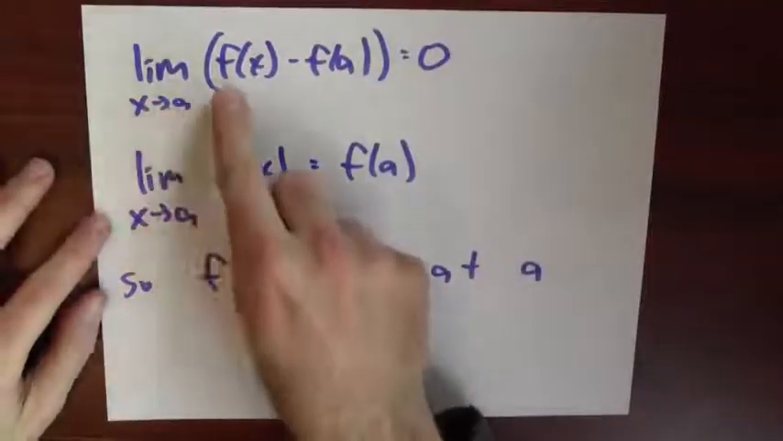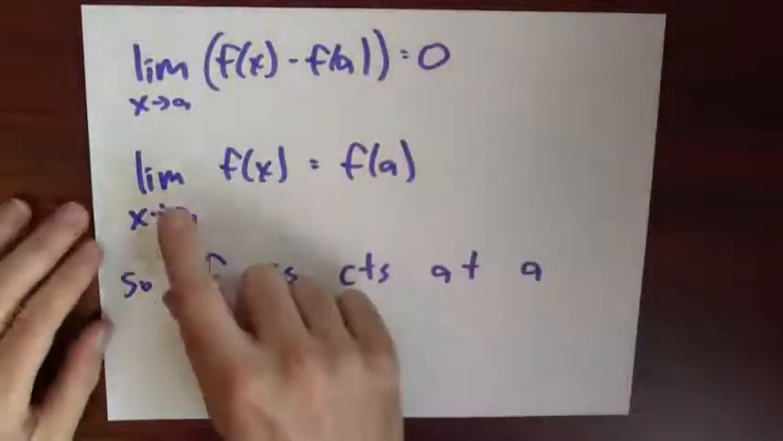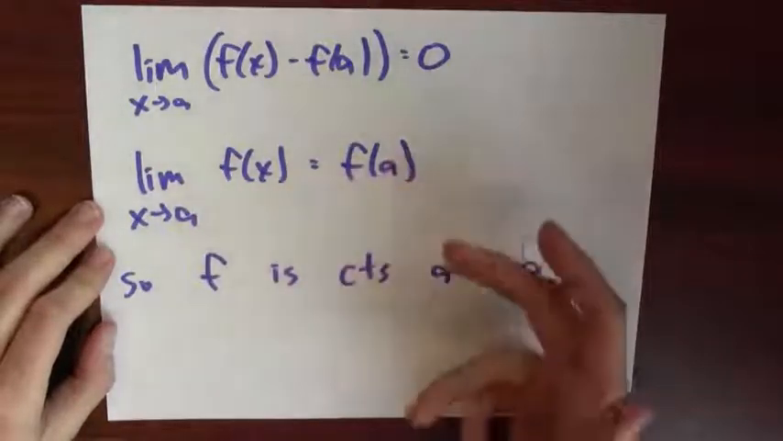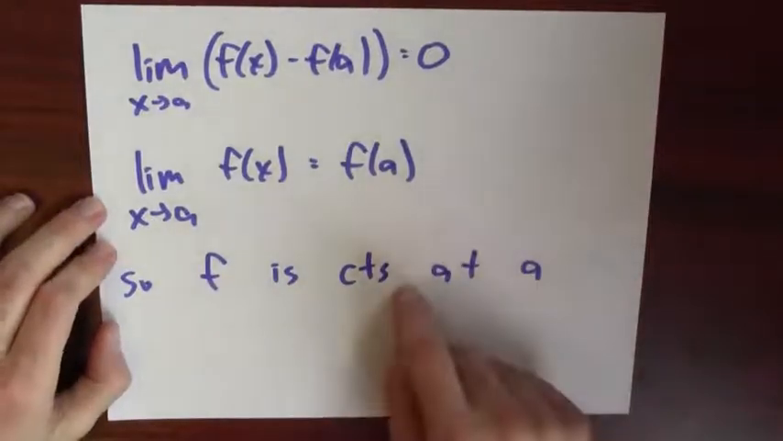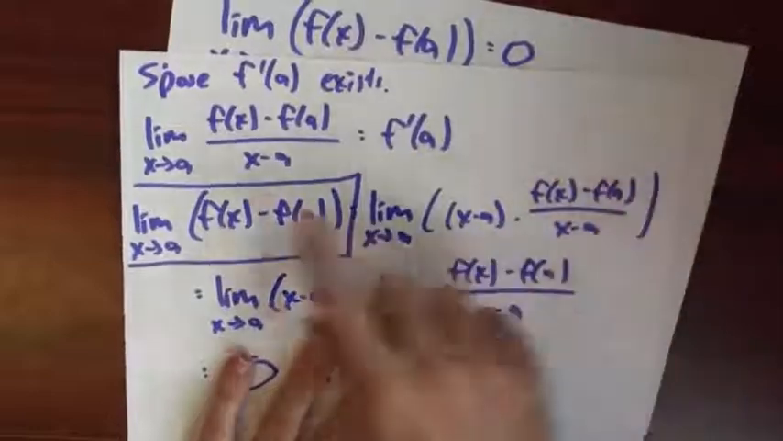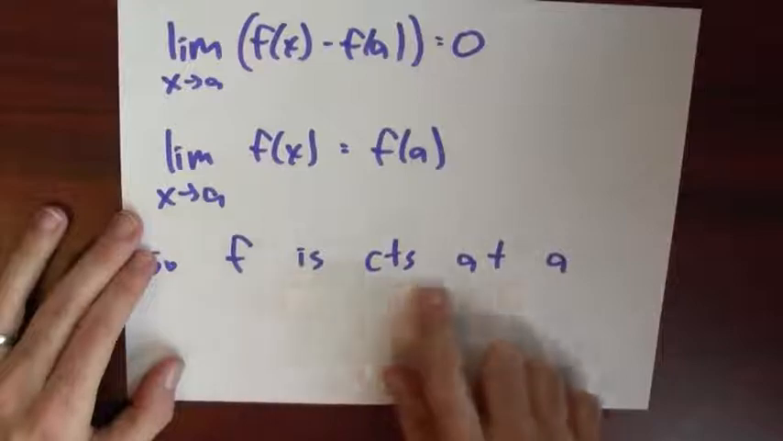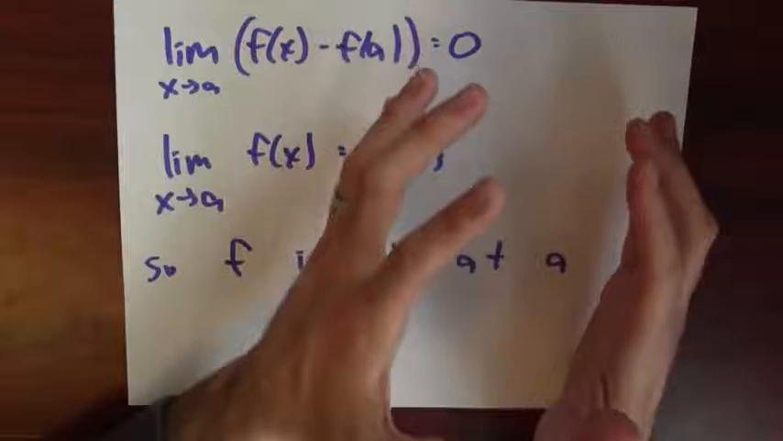Why would you care about this? How does that help us? We know that the limit of f of x minus f of a as x approaches a is equal to 0. What that means is that the limit of f of x as x approaches a is equal to f of a, but this is just the definition of continuity. So now we know that f is continuous at the point a. That's where we ended up. Remember what we started with? We started by assuming that f was differentiable at a. And after doing all this work, we ended up concluding that f is continuous at the point a. So differentiability implies continuity.